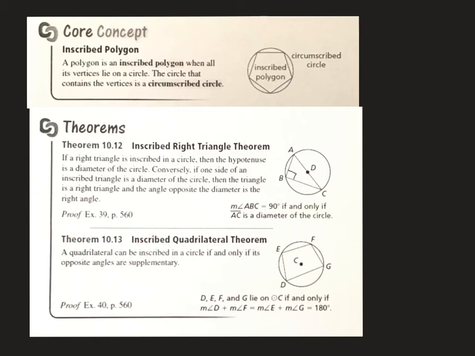And then theorem 13, the inscribed quadrilateral theorem. A quadrilateral can be inscribed in a circle if and only if its opposite angles are supplementary. So that means that angle D plus angle F in that picture would have to add to 180, and angle E plus angle G would have to add to 180.